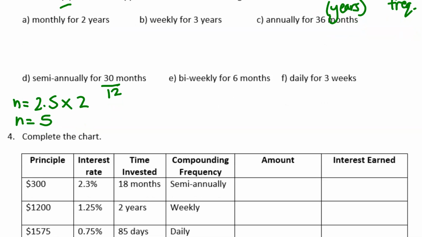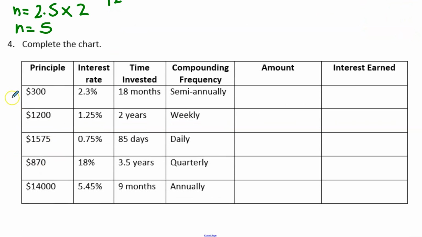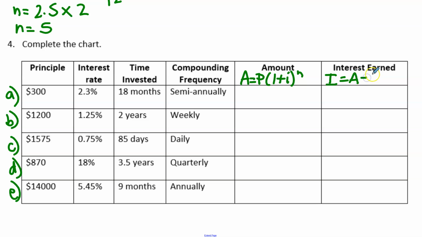Down here in this chart, there's a lot of questions. I recommend that you do them on a separate piece of paper. Okay, don't try and calculate it all in here. You won't have enough space. Okay, so maybe call them A, B, C, D, E and do it on a separate piece of paper. Okay, so your amount, remember your formula, 1 plus I to the power of N. To calculate the interest earned, your interest is your amount subtract the principal. Okay, so what you get is your final value, subtract what you originally put in the account, and that'll tell you how much interest was earned.